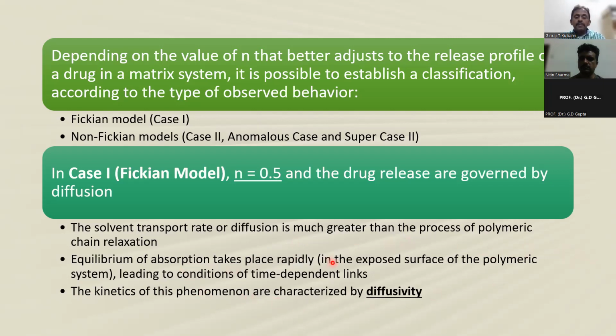Equilibrium of absorption takes place very rapidly because of the exposed surface of the polymeric system. On the surface, equilibrium happens because liquid will move in, and the drug will dissolve immediately. So equilibrium will happen, and this is characterized by diffusivity. The D value that we have is the thing which controls the dissolution or release here. In case 1, that is the Fickian model.